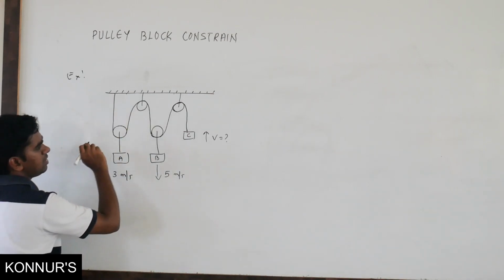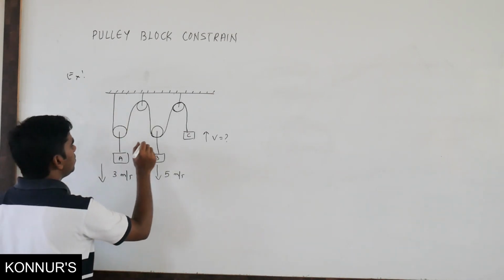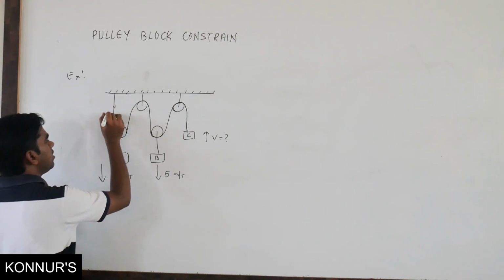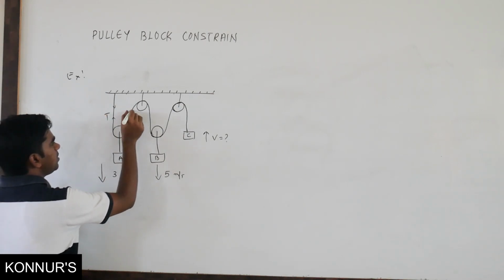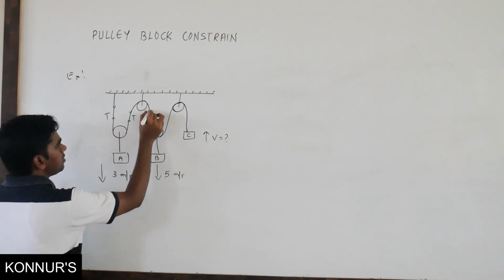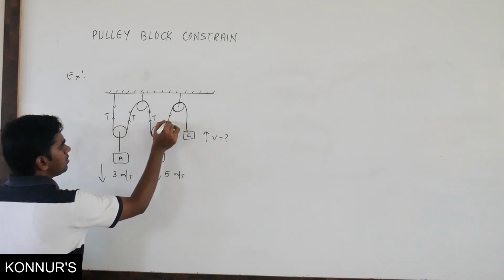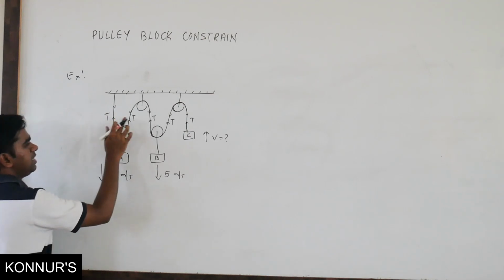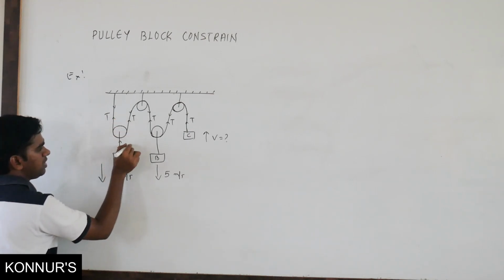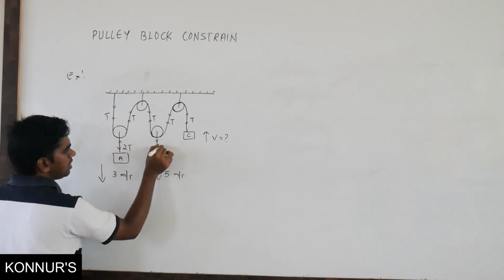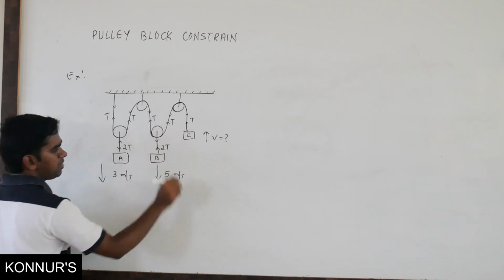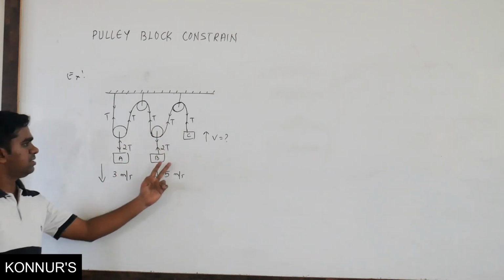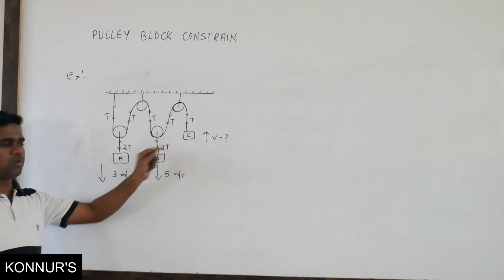Here what will be the tension? Here tension is going to be T. So here also it is T. If here it is T, here also it is T only. Here also it is T only. Here also it is T only. Here it is 2T. And here it is again T, T, 2T. So usually you can apply the tension method for all three blocks.